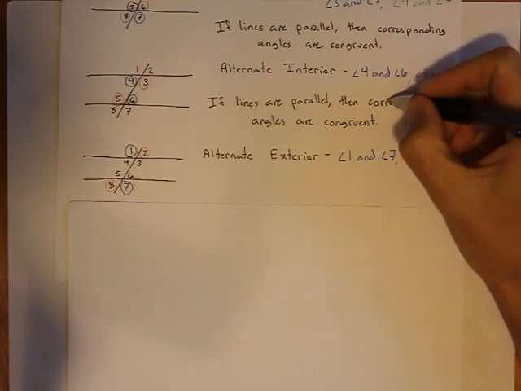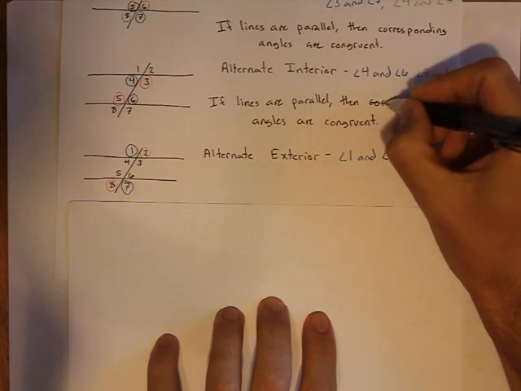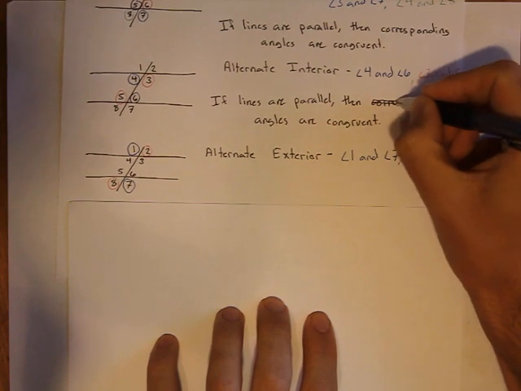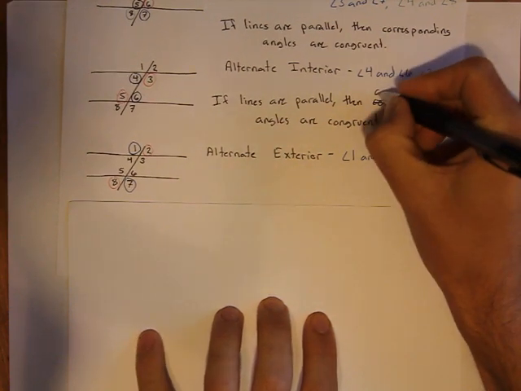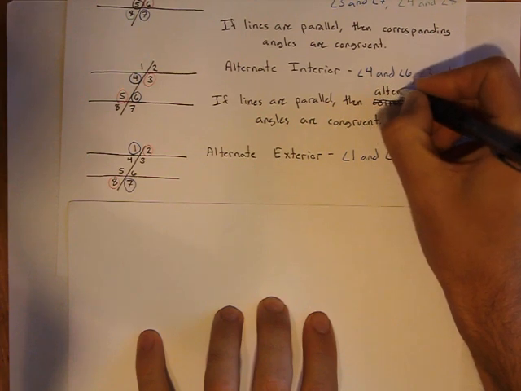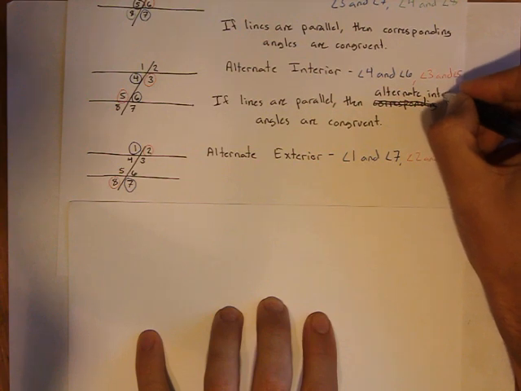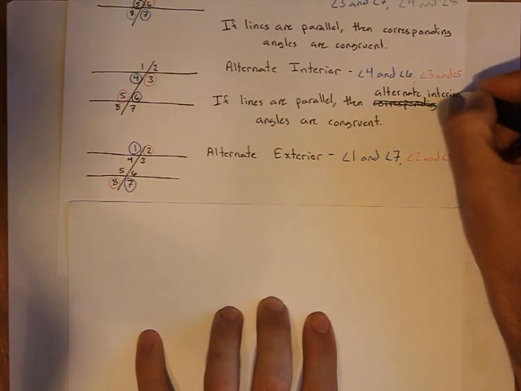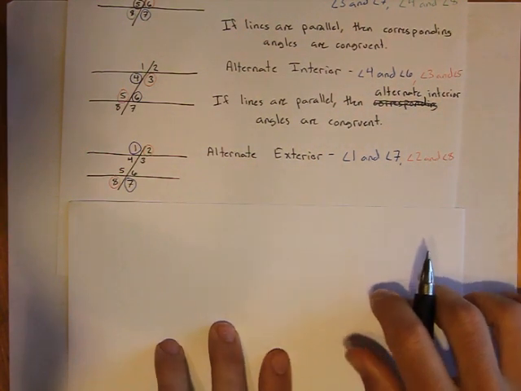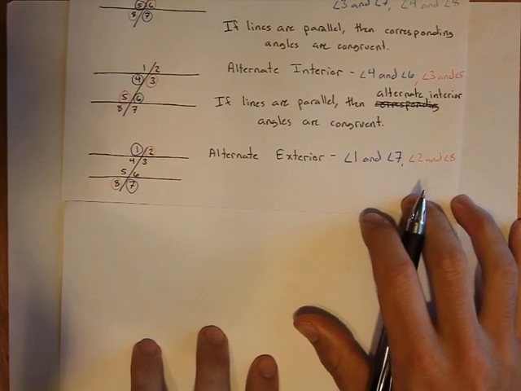I just realized I made a mistake. So this one was not corresponding. That should have been alternate interior. I'm this far along, so I'm not going to redo the whole thing. Let's just roll with it. Mistakes happen. They're welcome here.